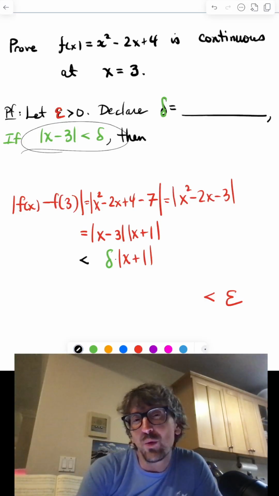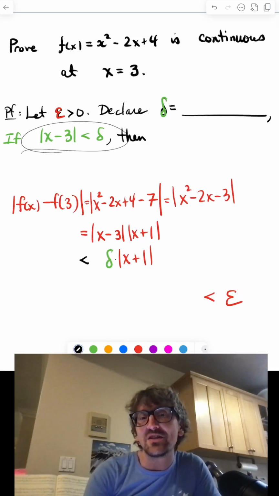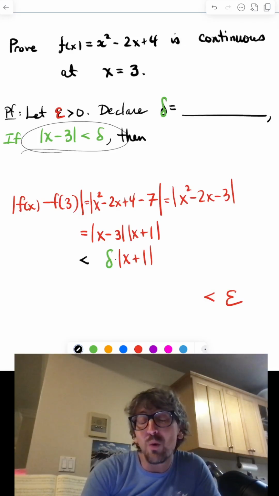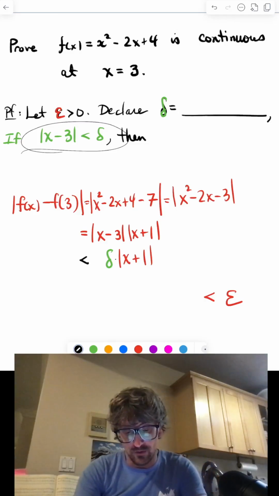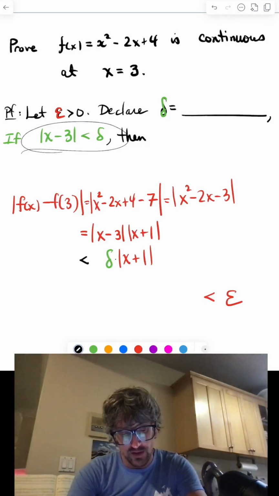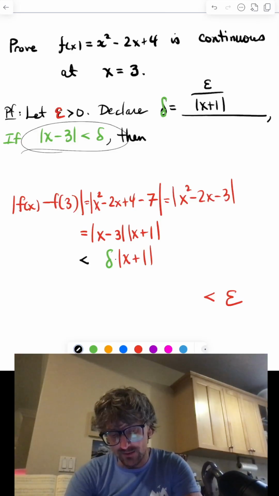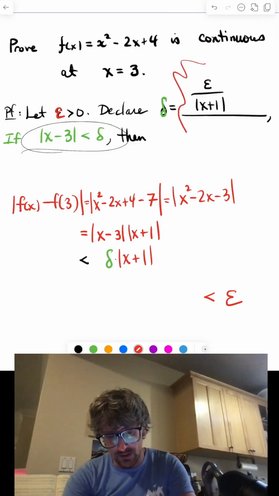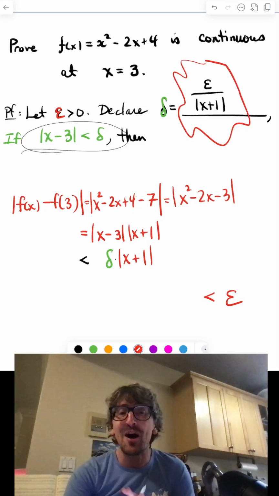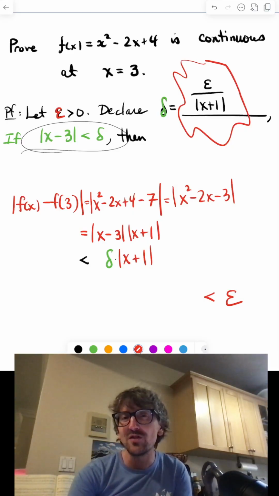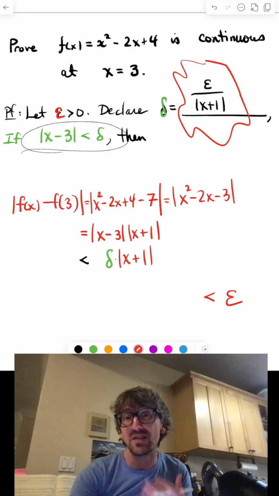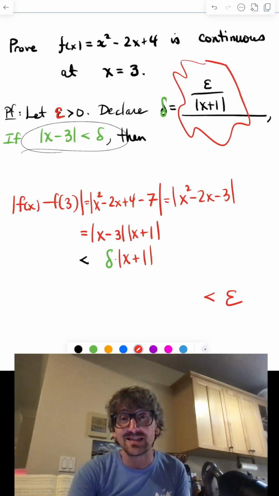Now, this is where our proof really starts to get interesting, because what students might want to do the first time you see one of these proofs is let delta equal epsilon divided by x plus 1. I'm going to put big warning flags around this. This is not what we're going to do. But I want you to see why students would think that this might actually make sense.